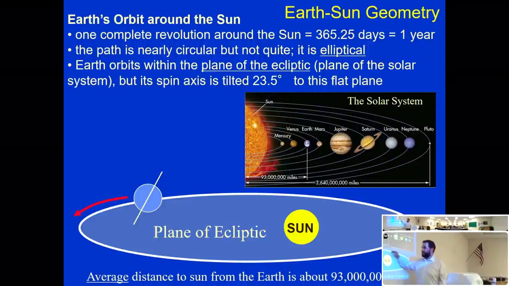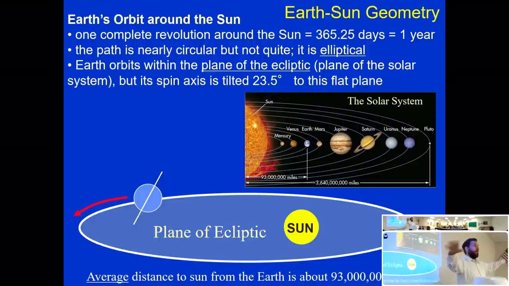Now, there's a plane, you can imagine an imaginary plane that is a flat surface that contains our orbit around the sun. And we call that plane the ecliptic plane. Okay? And what's kind of cool is that all the planets in the solar system are orbiting in that same plane. Okay, so that same ecliptic plane contains the orbits of all of the planets around the sun. Okay? So actually, if you get used to looking at the night sky, you'll notice that you can literally see the ecliptic plane in the night sky.